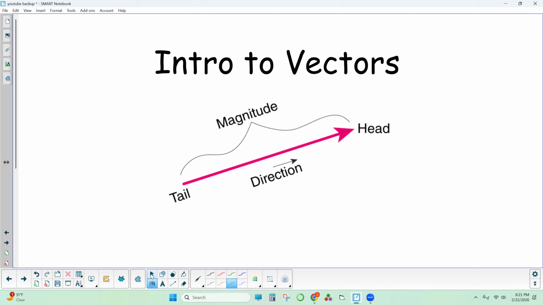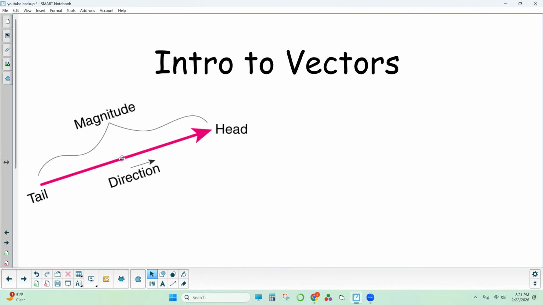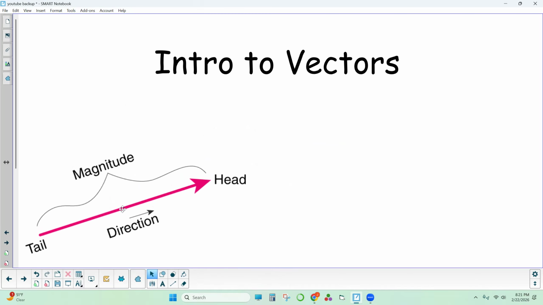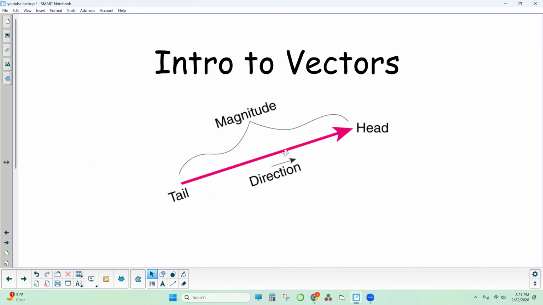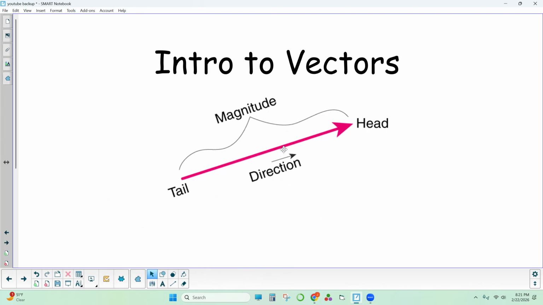One thing you want to take note of is location of a vector does not matter. So we could move this vector over here to the left, we could move it down, and as you can see, we have maintained magnitude and direction. It is the same vector. So location has no bearing here.